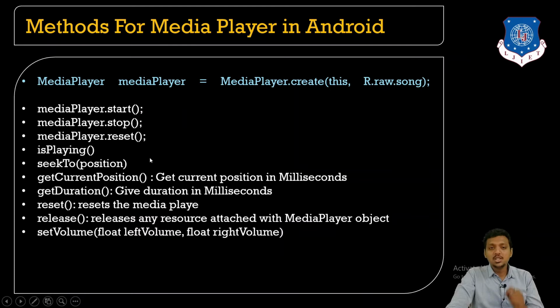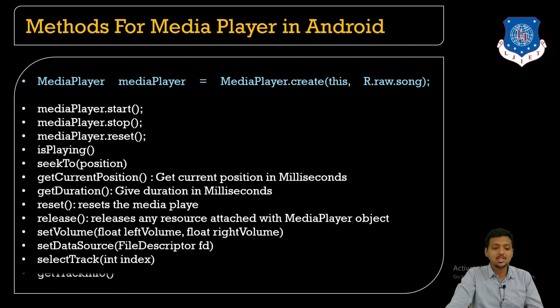setVolume is used to set the volume, and setDataSource is used to set the data source, and then selectTrack and getTrackInfo. selectTrack is for when you have a playlist and want to select a particular track from it, and getTrackInfo returns the particular track's info. So these are all the methods of the MediaPlayer class in Android.